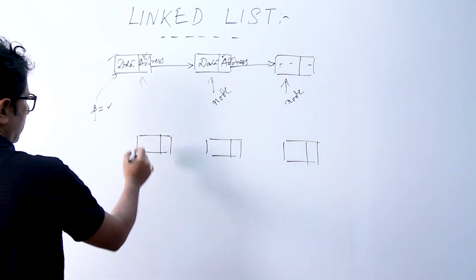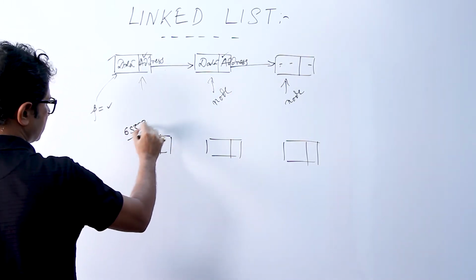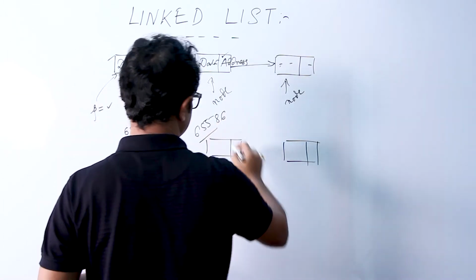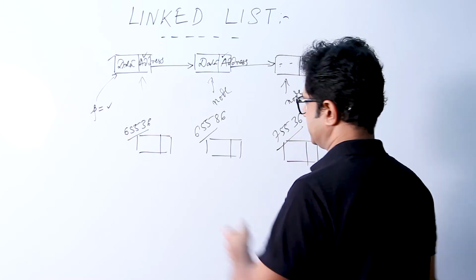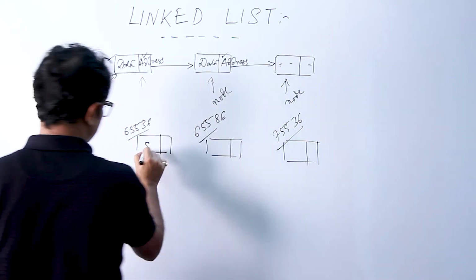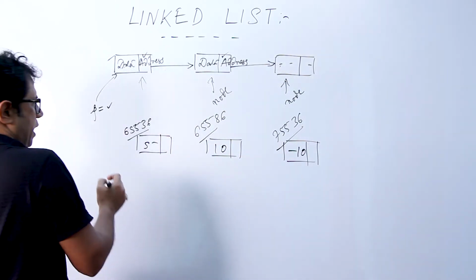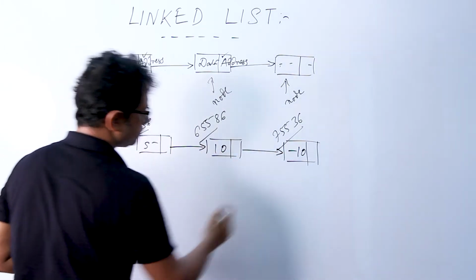Now I will assign some addresses: 65536, 65586, and suppose this is 75536. Like this, these are non-contiguous memory locations. Suppose 5 is stored here, 10 is stored here, and -10 is stored here, and these will be linked to each other by these pointers.